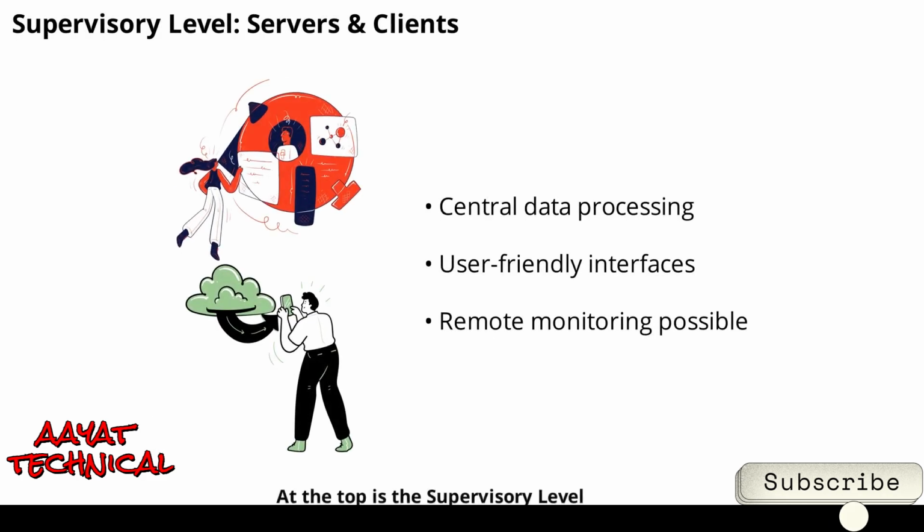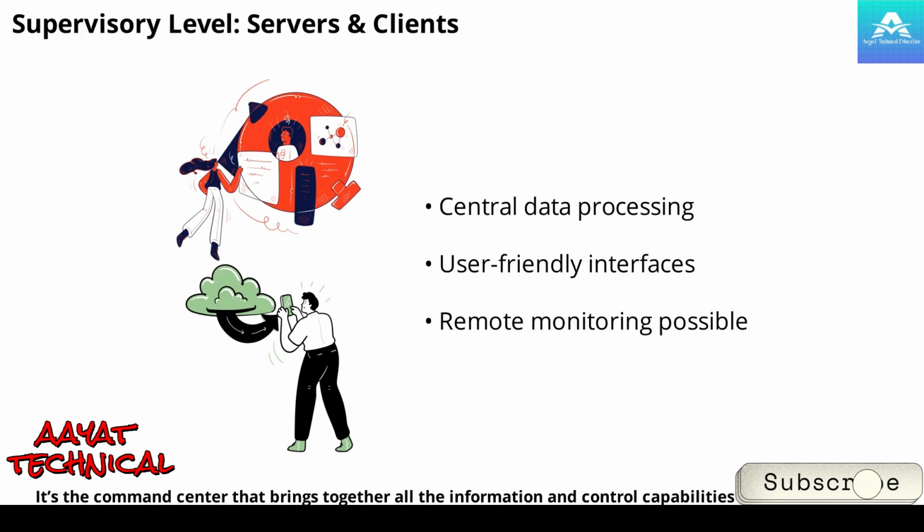The top is the supervisory level, where the BMS server and client workstations reside. The server acts as the central hub, storing data, managing alarms, and hosting dashboards and reports. Clients, like operator workstations or mobile apps, provide a user-friendly interface for monitoring, adjusting set points, and acknowledging alarms. This level ensures that building operators have the tools they need to oversee and control all aspects of the facility, whether they're on-site or remote. It's the command center that brings together all the information and control capabilities of the BMS.